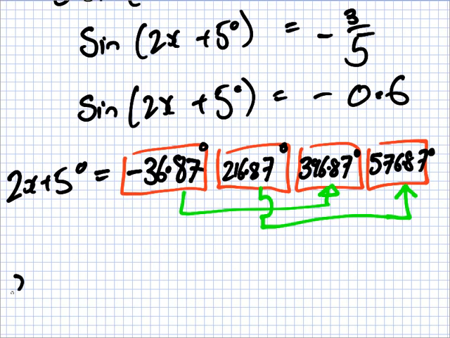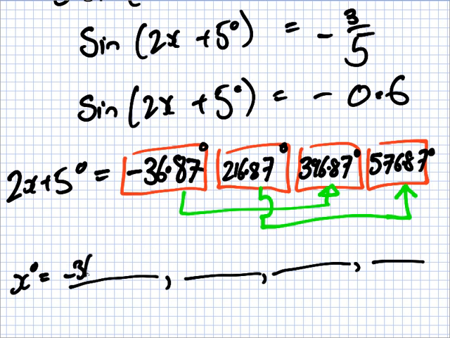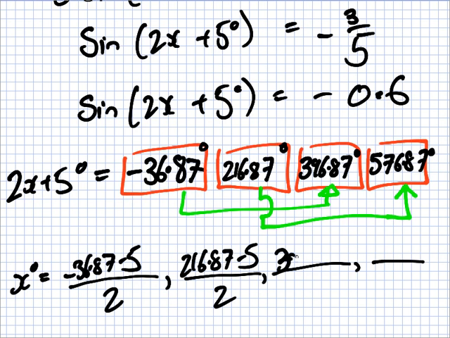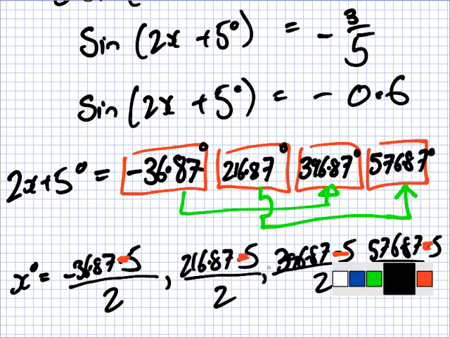So to finish, we say x equals, so we have to take these 4 answers, 1, 2, 3, 4, we'll have to minus 5 from each of them and divide by 2. 216.87 minus 5 divided by 2. 396.87 minus 5 divided by 2. 576.87 minus 5 divided by 2. So that's minus 5, minus 5, minus 5, and minus 5.